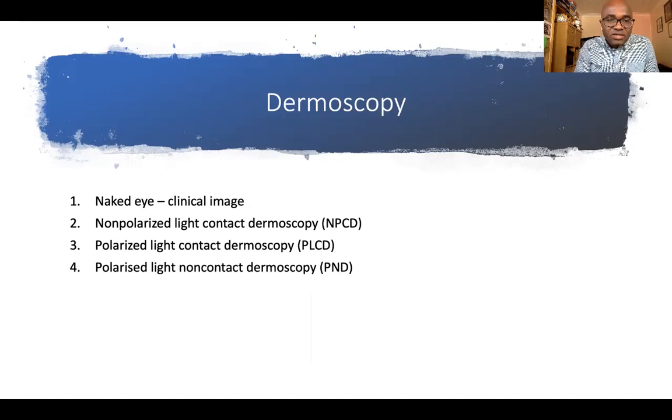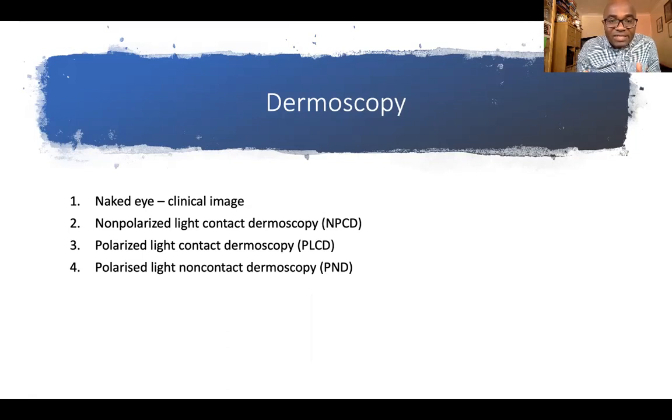That's the key. So the polarized filter is off. However, you need a contact medium, either an immersion fluid, which is the one I'm showing you on the screen, which is just one for the Heine, or you can use alcohol gel as a contact fluid.